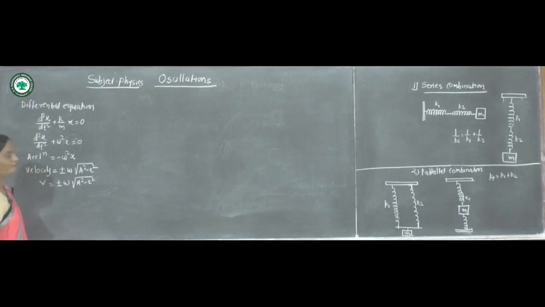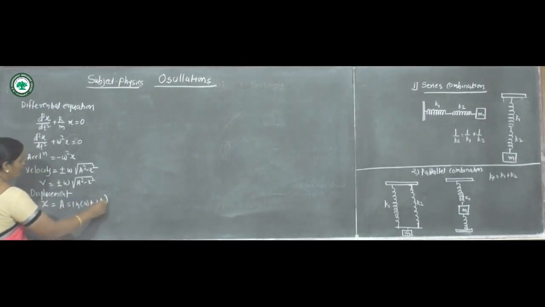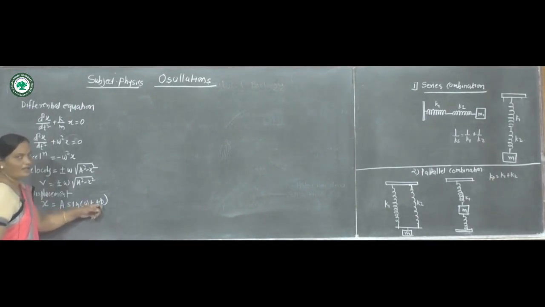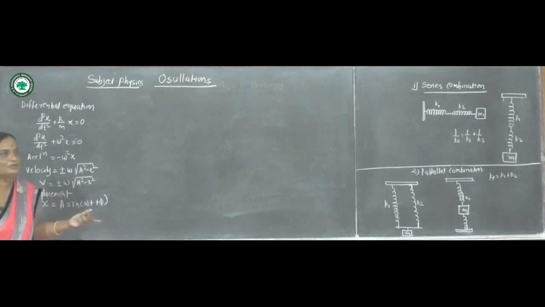Now the third quantity, that is displacement. Displacement is represented by x, and we obtain the equation x is equal to a sin omega t plus phi. In this case, x is displacement, a is amplitude, omega is angular velocity, t is time, and phi is called the starting phase, or initial angle. Now from this we can find the minimum and maximum values of acceleration, velocity and displacement.